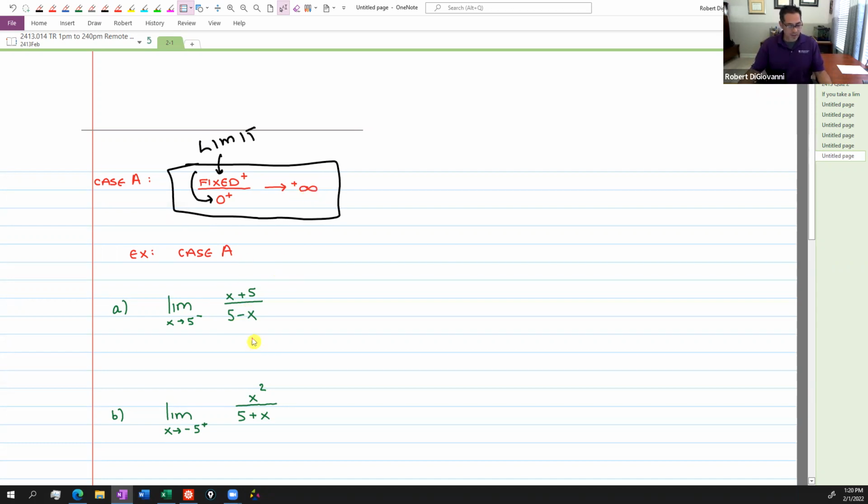So here, let's do some examples. Let's try this first example A. Our limit is headed to 5. What does the little negative sign mean in a limit? Coming from the left. So the way to think about that is here's a number line. We are approaching the number 5 from the left side. The question is, what happens if I do that for this ratio? So let's try just the direct substitution first. If I take the number 5 and plug it in for x, let's see what we get.